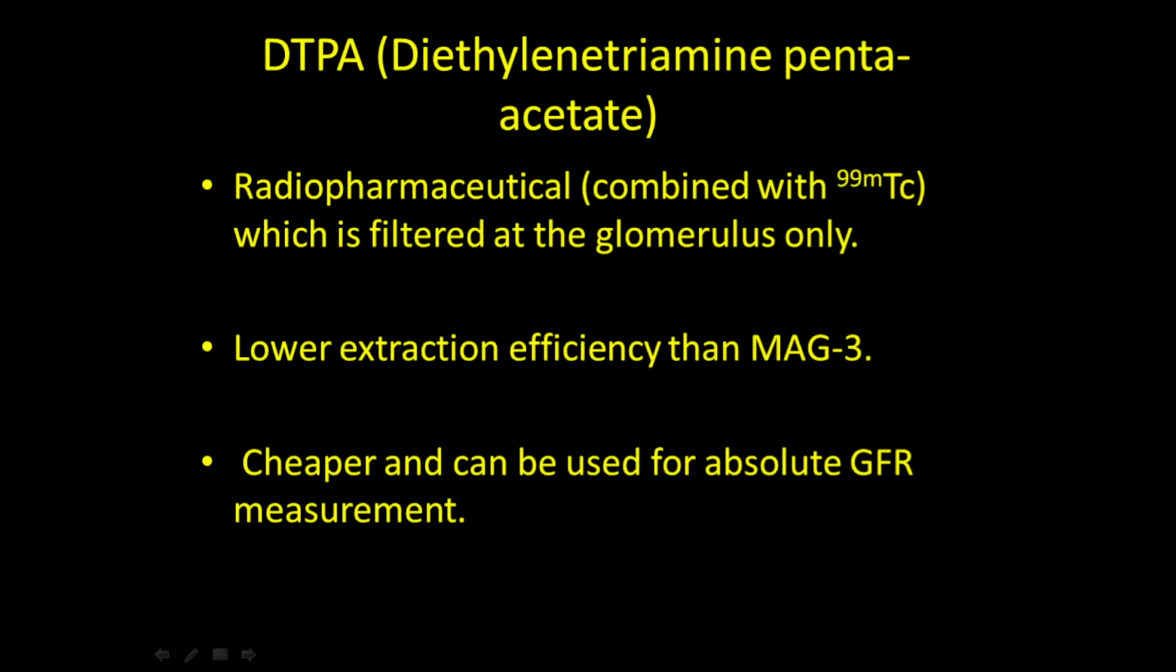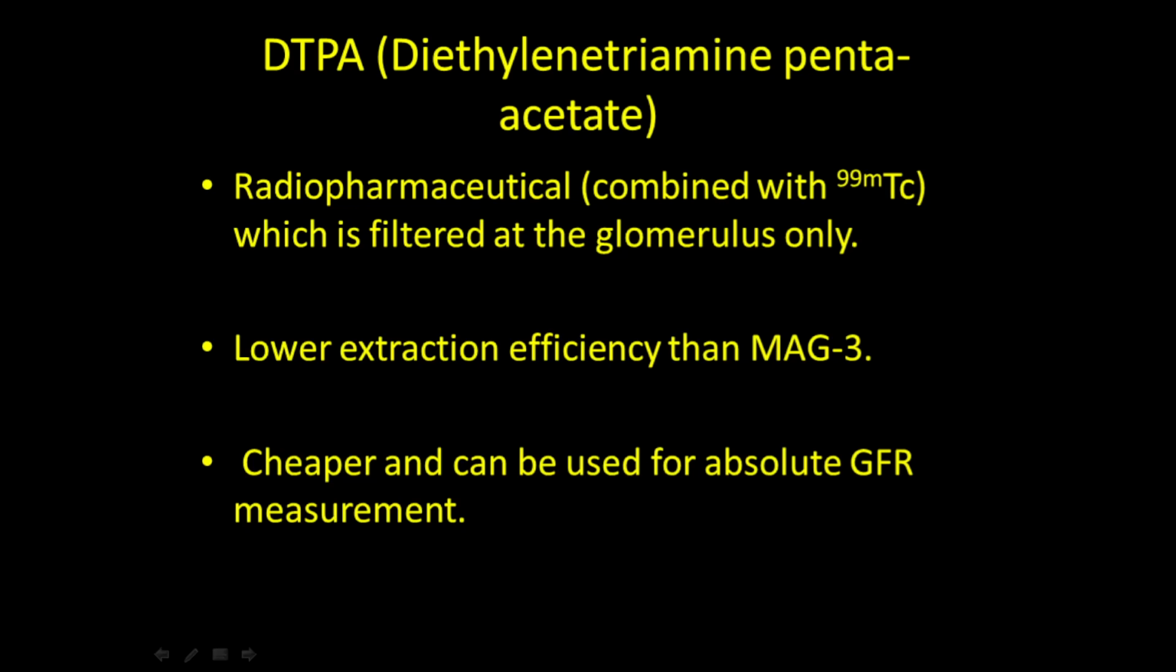Now MAG3 is probably the most commonly used tracer for that purpose today, but there is another agent which we're just going to briefly mention, and that's DTPA, which stands for diethylene triamine pentacetic acid. This is a little bit cheaper than MAG3, and it is only filtered at the glomerulus. It is not excreted into the tubules.